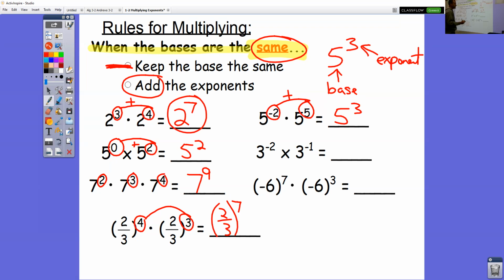3 to the -2nd times 3 to the -1st. Keep that base the same. Keep that 3 the same. We're going to add together our exponents. -2 plus -1 is -3. And we could just leave it like that. We don't have to convert it or anything. -6 to the 7th times -6 to the 3rd. -6 is inside parentheses. That's our base. It's staying the same. Add together our exponents. 7 plus 3 gives us 10.